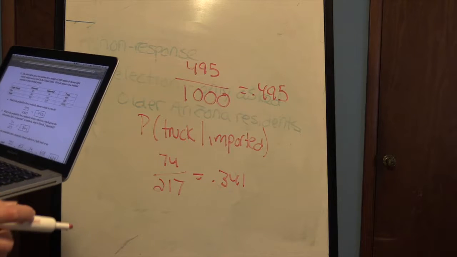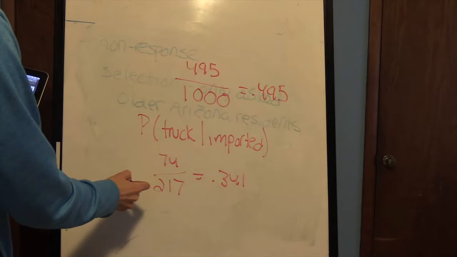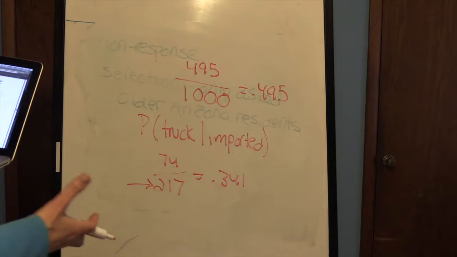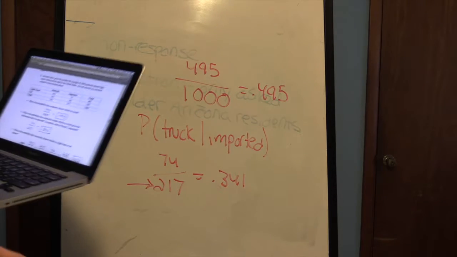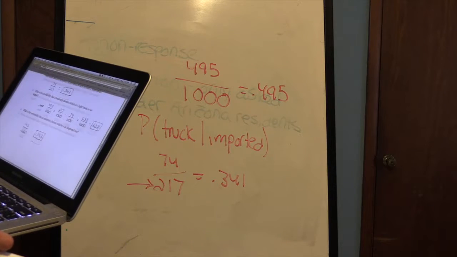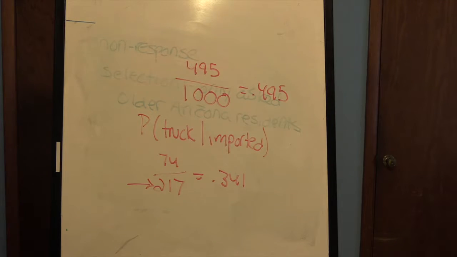So again, a given problem with a contingency table is very straightforward. You're given your denominator. That's all the imports. Then you're asked about, of all the imports, how many of them are trucks? In this case, 74 out of 217. Then it says, what is the probability a randomly chosen vehicle is a truck or an import?